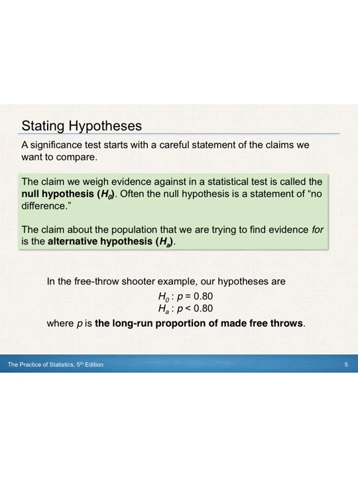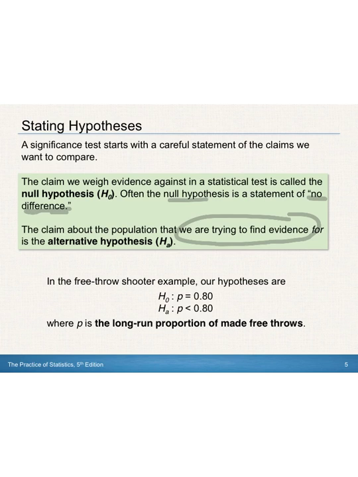So a significance test starts with a careful statement of the claims we want to compare. And the claim we weigh evidence against in a statistical test is called the null hypothesis. And often the statement in the null is no difference. So then we're going to make a claim that's the alternative. It's like what we think might happen, and that is the one we're trying to find evidence for. And from the very beginning, it's really important: unless we find conclusive evidence, the null hypothesis stands. And that's an important thing for you to get from the beginning.